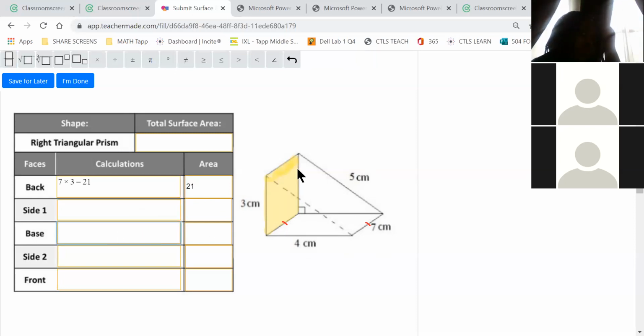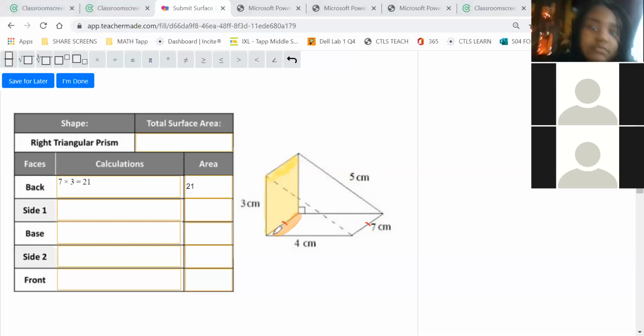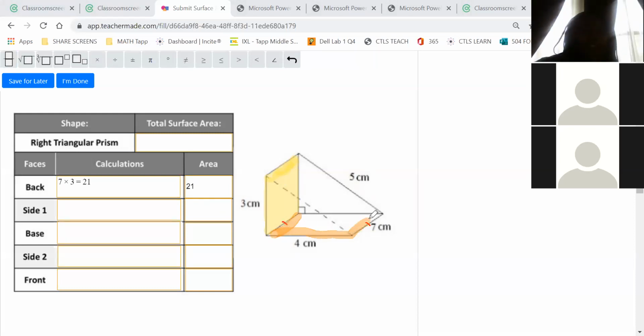Now we looked at the back of the shape, so let's look at the base of this shape. It is also a quadrilateral. Just looking at the base of this shape, it's a quadrilateral with a base of 4 centimeters. So 4 times, and I'm seeing the height is 7. 4 times 7 equals 28. So the area is 28.